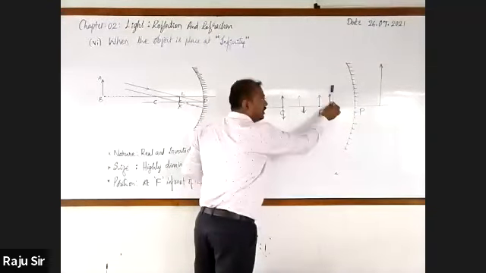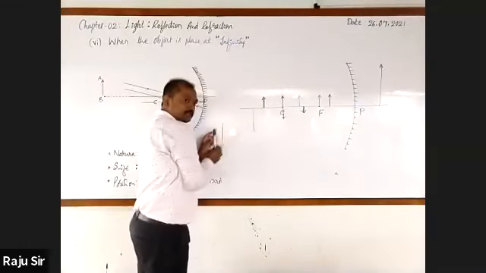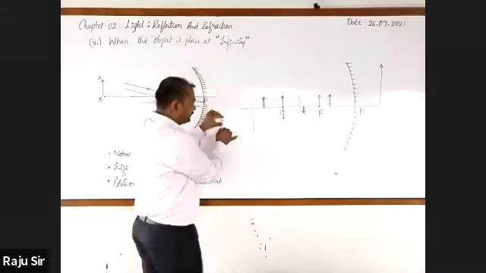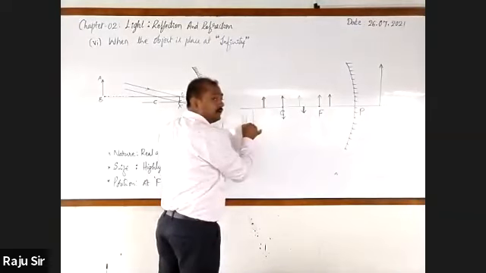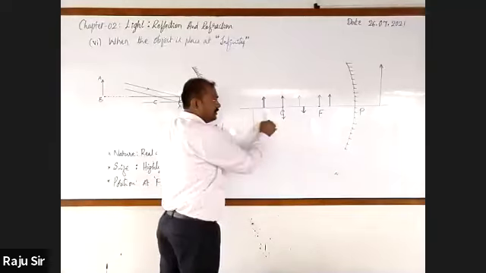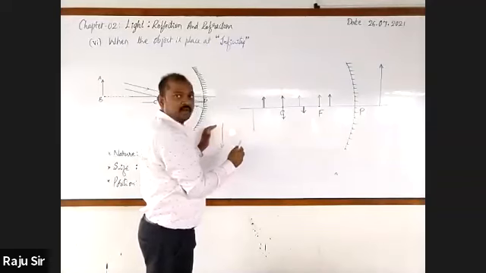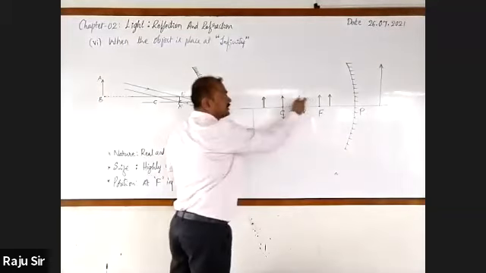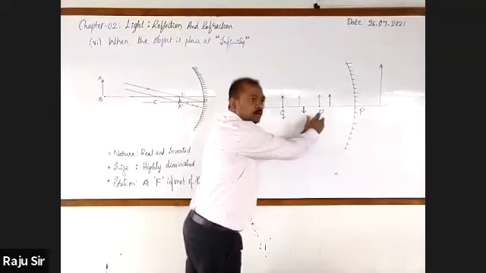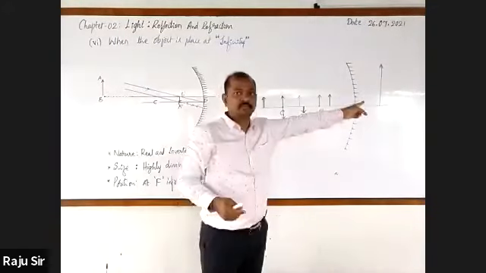Once you observe, as the object is taken away from the mirror, these are the images, and these are inverted images. Is the distance of the inverted images increasing or decreasing? Decreasing. See that as the object is taken away from the mirror, the image will be closer to the mirror, and all are inverted only, except one case.